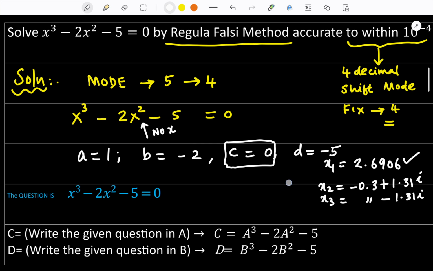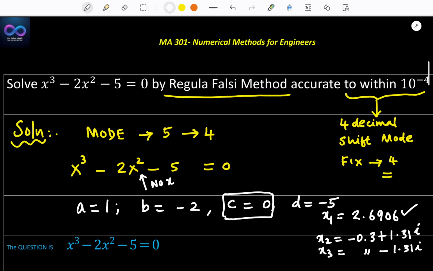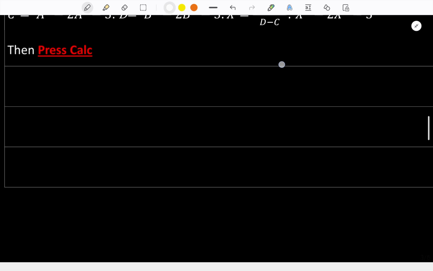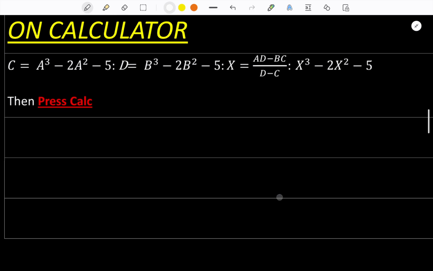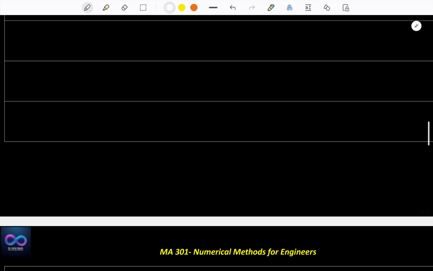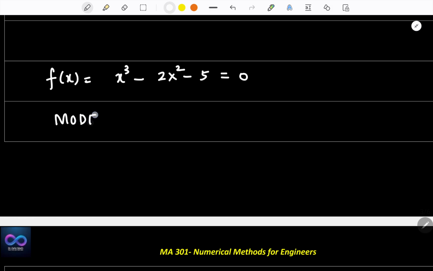The first thing is, is there any interval given here? Interval is not given. So first we need to find the interval. That is very, very important. Okay. Right. So let me write the equation. f of x is equal to x cube minus 2x square minus 5 equal to 0. Okay. Right. Now what we are going to do, take your calculator everybody. Go to mode.